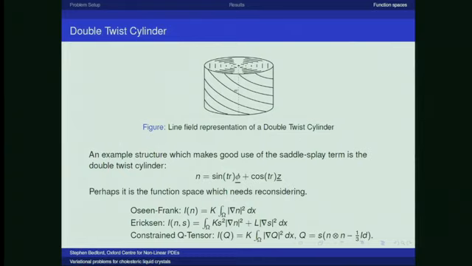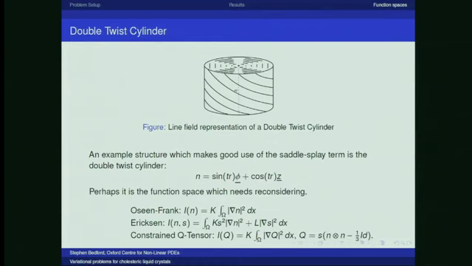So if you put two of these double twist cylinders next to each other, with the correct radius, then where they meet, one cylinder has the director pointing one way, and the other one is pointing in the exact opposite direction. And because liquid crystals have n to minus n symmetry, this shouldn't actually be a problem. So it got me thinking a little bit about the different theories. So here's three different theories.